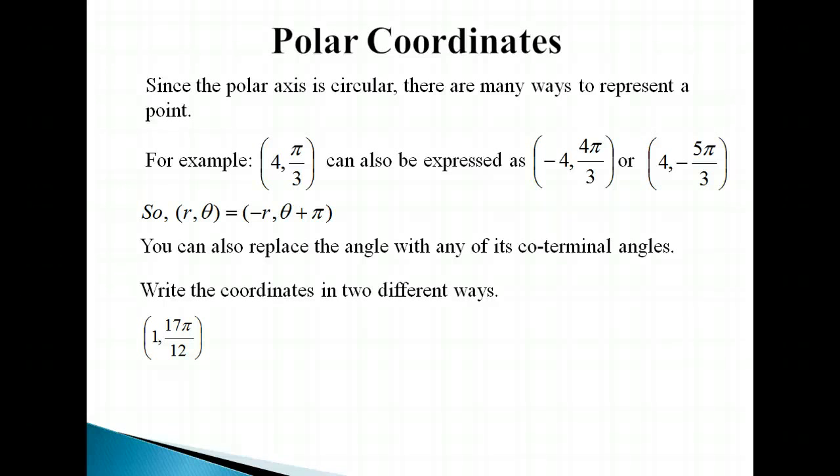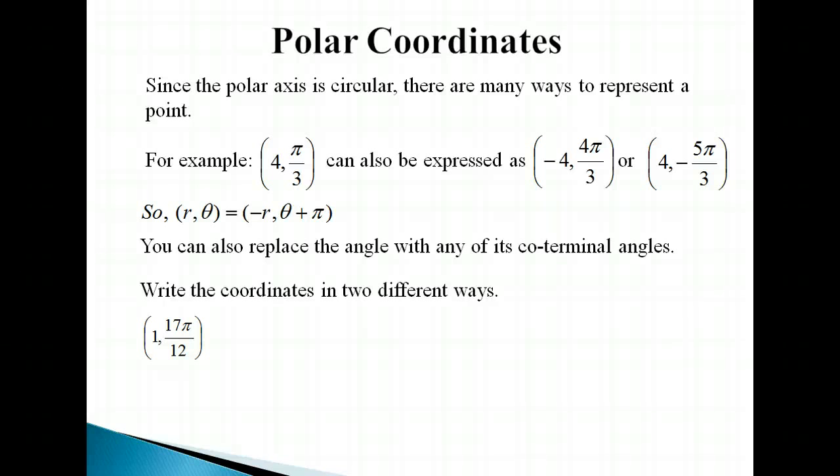You could also rewrite it as 4 and negative 5 pi over 3. Now the relationship between pi over 3 and negative 5 pi over 3 is that they're coterminal angles. All I did was subtract 2 pi from pi over 3 to get to the negative 5 pi over 3. Of course, I could add 2 pi to my angle and get all kinds of coterminal angles as well.